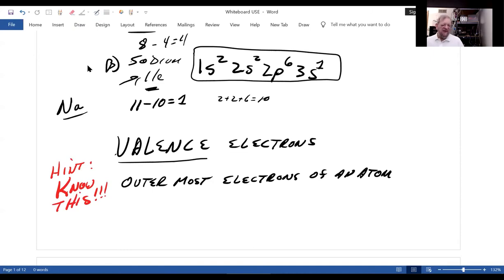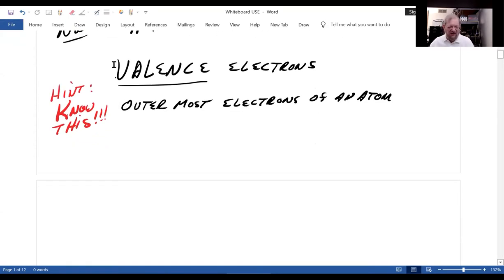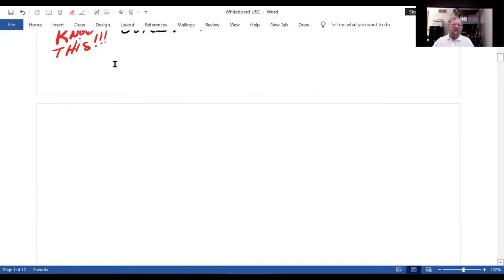So if your neighbor calls you up on the phone and says, do you know what a valence electron is? You should be able to say, oh, yes, I do. They're the outermost electrons of an atom. I doubt that will happen, but you never know. All right. Now, when it comes to valence electrons, how do you determine how many valence electrons an element has?